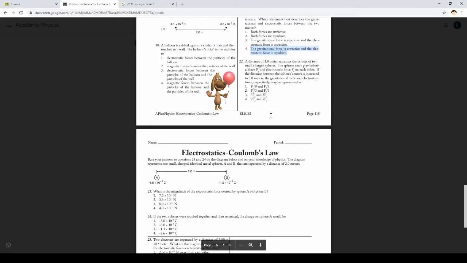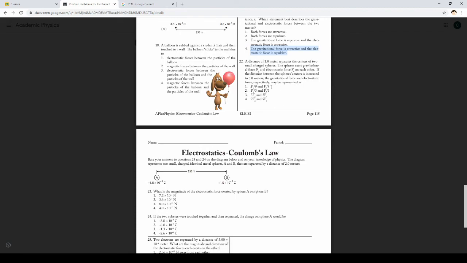Number 22. A distance of 1 meter separates the center of 2 charged spheres. The spheres exert gravitational force Fg and electrostatic force Fe on each other. If the distance between the sphere centers is increased to 3 meters, the gravitational force and electrostatic force, respectively, would be represented as, the answer there is 1.